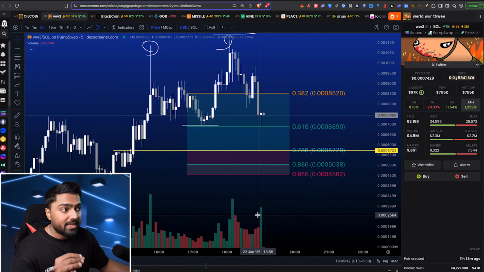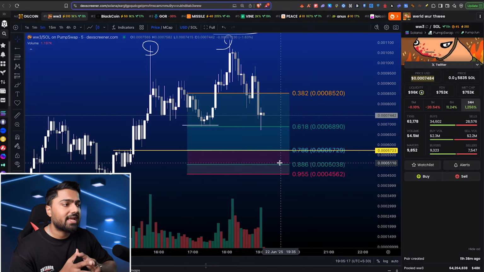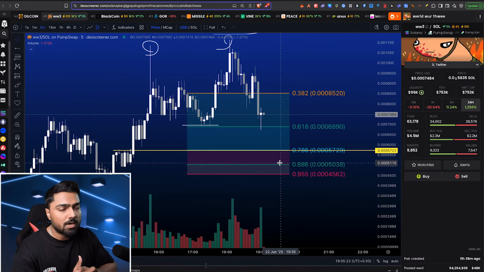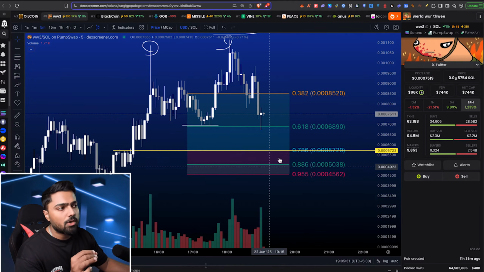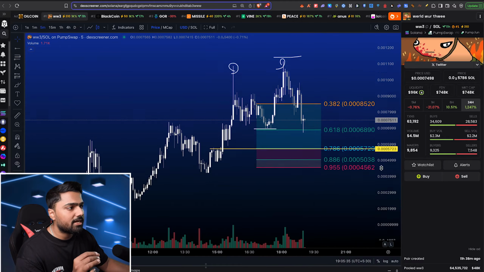Right now, volume is picking up. If we do get some nice volume in the coming few consecutive candles, then definitely we might bounce off from the 0.618 Fibonacci level itself. But if we get some high selling volume right here, right now, then we are looking for lower prices and potentially coming back into this region.